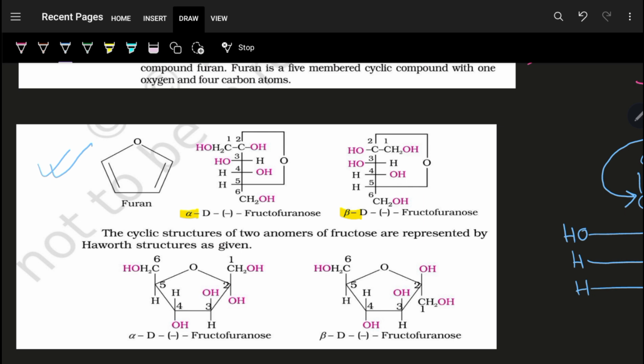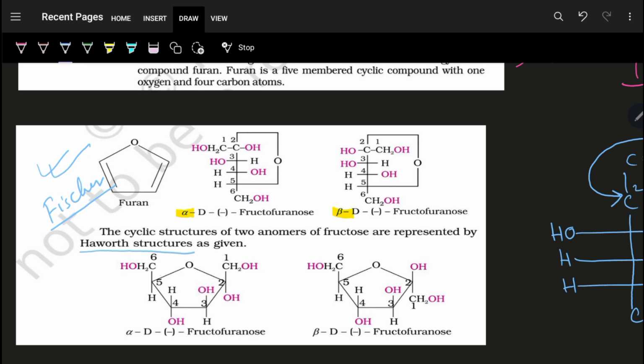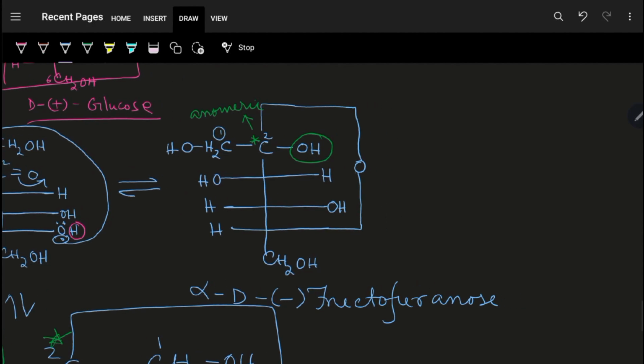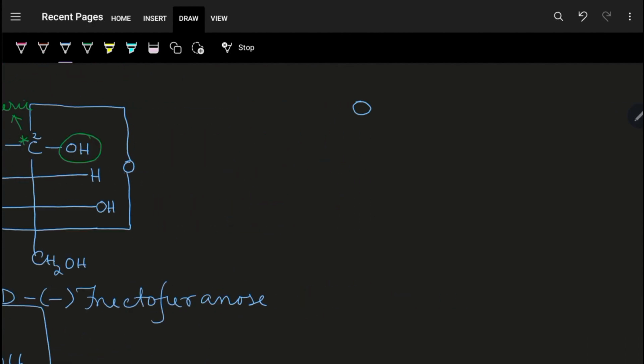Similarly, you can draw the Haworth structure. These are the Haworth structures. This is your Fischer representation. So this is your Fischer structure. In the Haworth structure, always remember that the oxide linkage is between C2 and C5. So first you have to make this part clear, how to draw the Haworth structure. So you said that, okay, this is between C2 and C5. Fine. So now you will draw this oxide linkage in this manner.